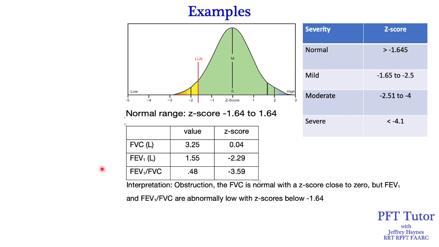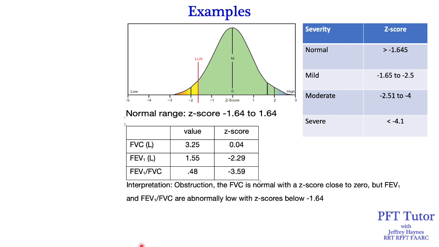In our next example, we have a recorded forced vital capacity of 3.25 liters. The z-score is 0.04, so very close to 0, and 0 z-score is at the center of the bell curve, or the mean or the predicted value. The FEV1 is 1.55 liters. The z-score is minus 2.29, so it's way over here, below the lower limit of normal. And the ratio of FEV1 to FVC is 0.48, with a z-score of minus 3.59, so that's way over here.